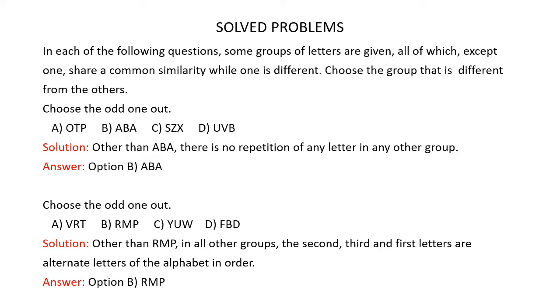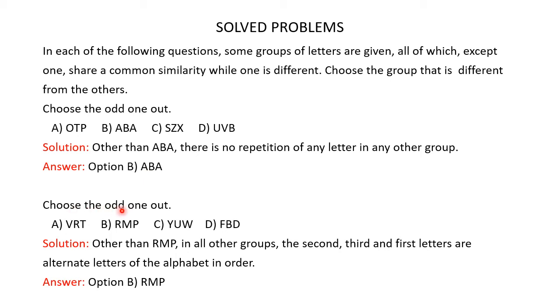When you look at these four groups of letters, you'll see that other than ABA, there is no repetition of any letter in the other groups. That is in OTP, SZX, UVB, there is no repetition of any letter. Whereas in ABA, there is a repetition of the letter A. So ABA is the odd one out. So the correct answer is option B, ABA.